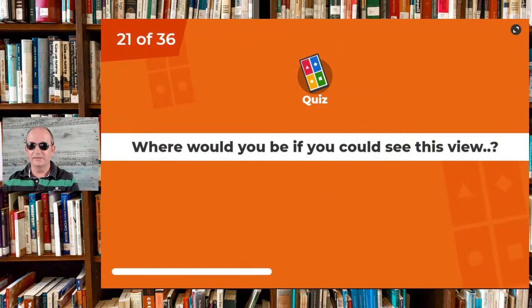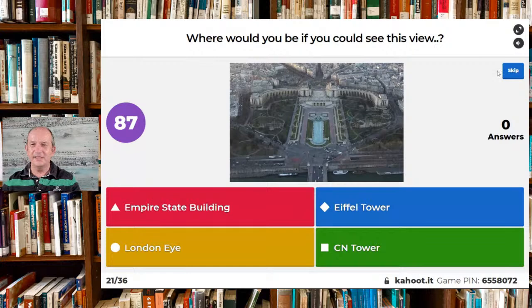Wrong question. Where would you be if you could see this view? Man, who wrote this list out? If you could see that view, would you be at the Empire State Building, the Eiffel Tower, the London Eye, or the CN Tower? So where would you be if you were looking at that view? Would you be on the top of the Empire State Building, the Eiffel Tower, the London Eye, or the CN Tower?